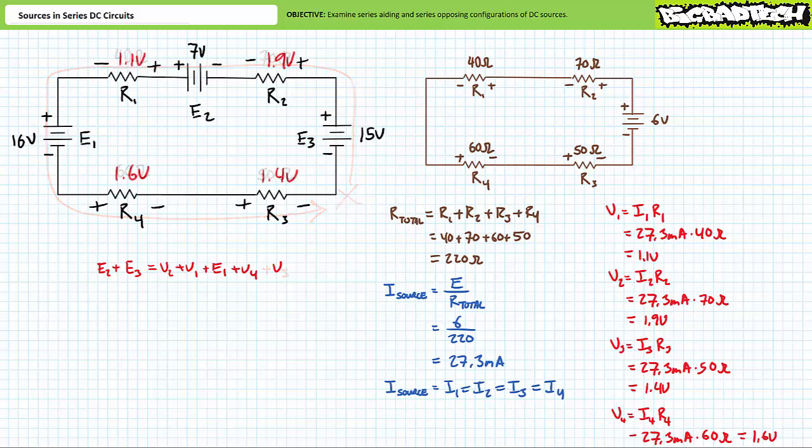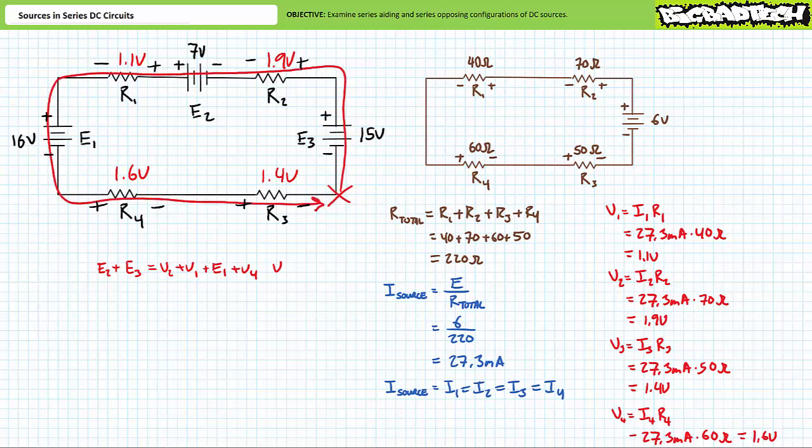V1 is 1.1 volts, positive to negative, right to left. V2 is 1.9 volts, positive to negative, right to left. V3 is 1.4 volts, positive to negative, left to right. And finally, V4 is 1.6 volts, positive to negative, left to right. Let's check these results using Kirchhoff's voltage law to make sure we're tracking.